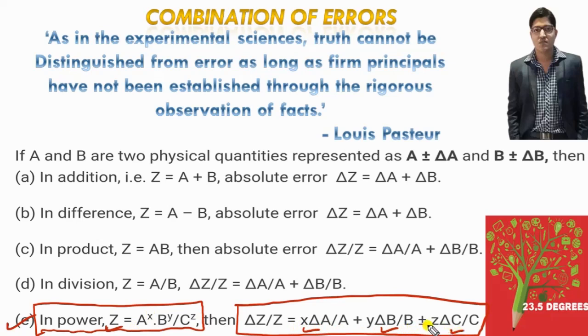Here it is mistakenly written minus also, please omit this. The true formula, the correct formula is relative error in Z is equals to X times the relative error in A plus Y times the relative error in B plus Z times the relative error in C. No matter which function is in the numerator and which one is in the denominator, this formula is always valid. We always multiply the relative error of each physical quantity with the power it is raised to get the relative error of Z.